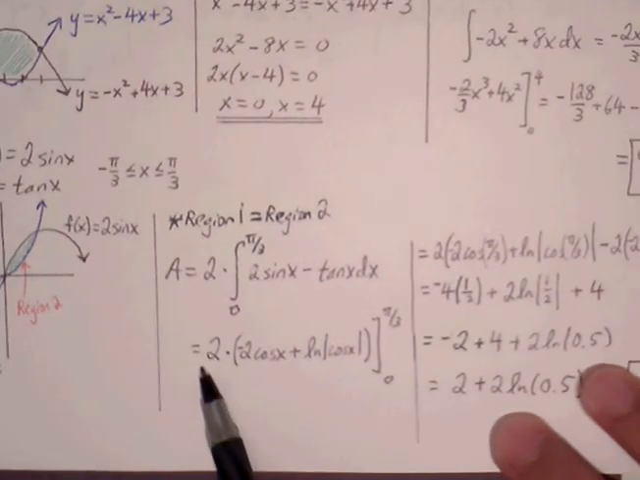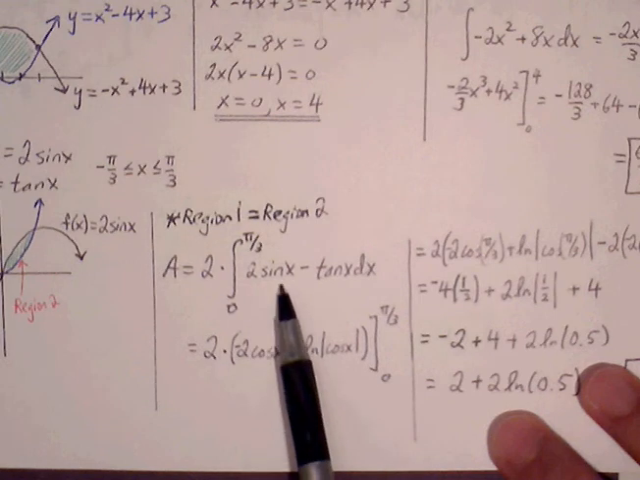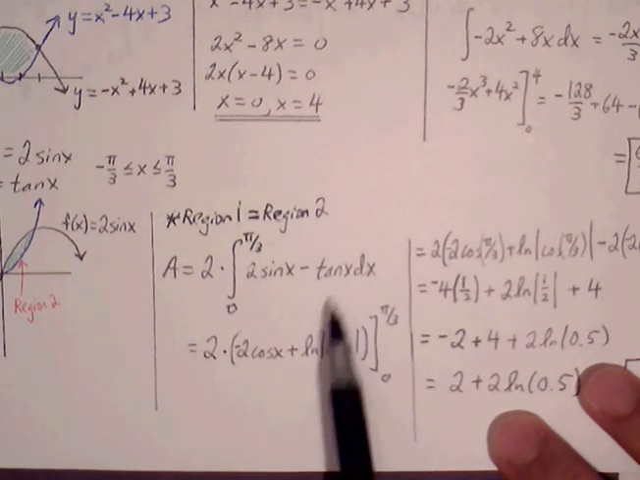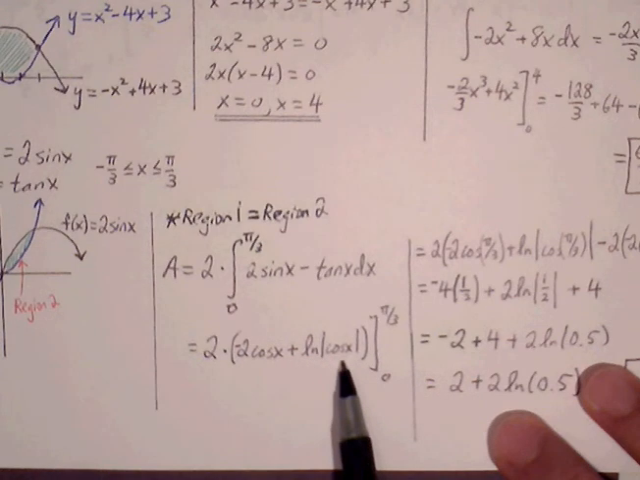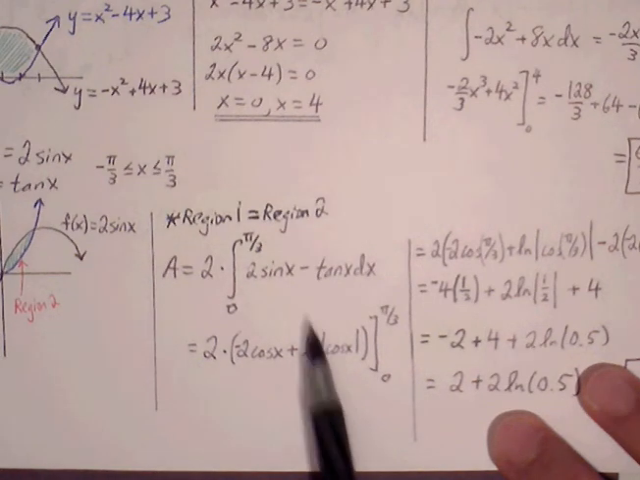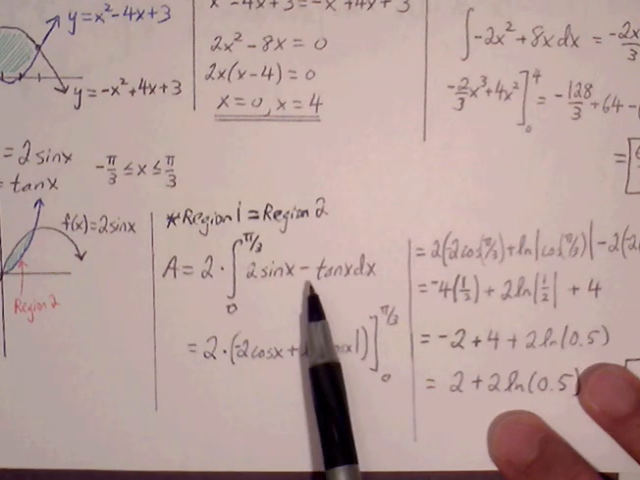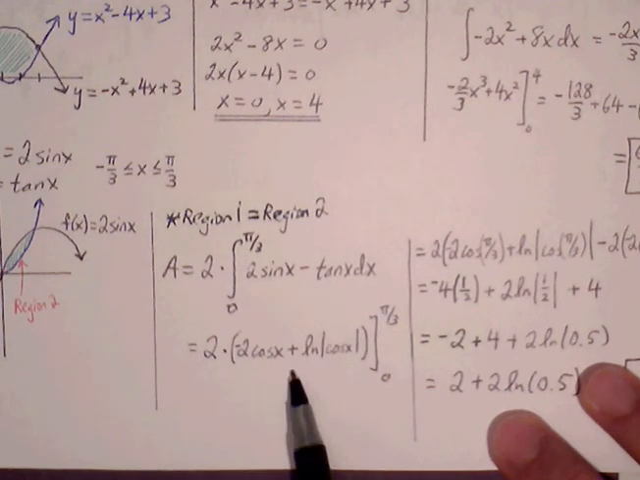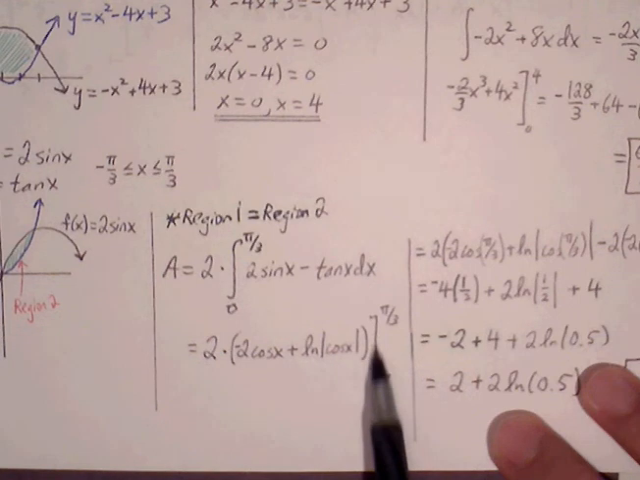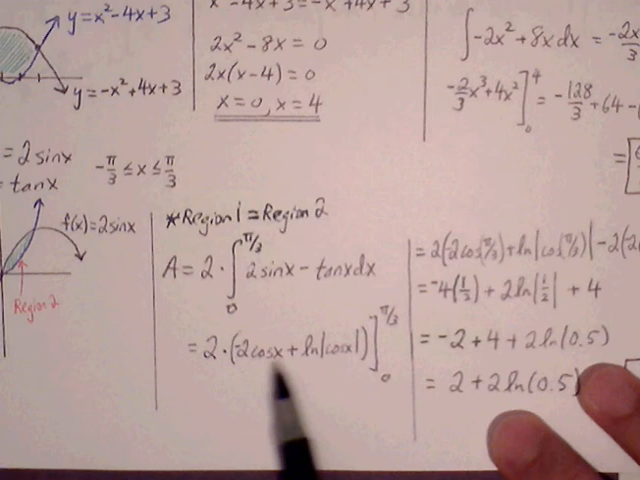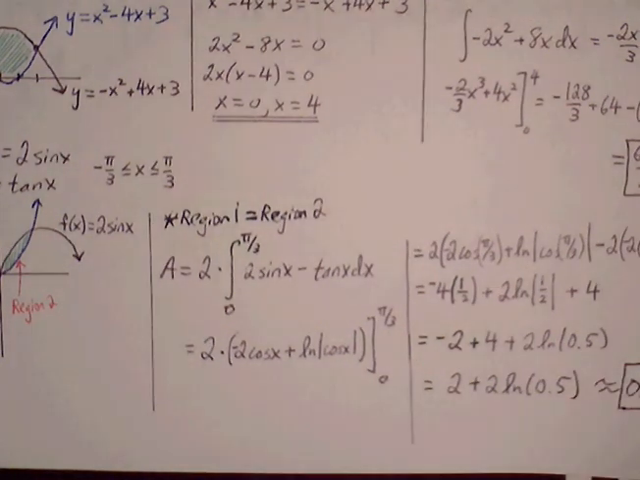It's 2 sine of x. Integral for sine is a negative cosine, and the integral for tangent is the natural log of cosine of x. Well, actually, tangent becomes negative natural log cosine of x. The two negatives cancel out to become a positive, and then we just start plugging our upper and lower bounds because we've found our antiderivative for each term.